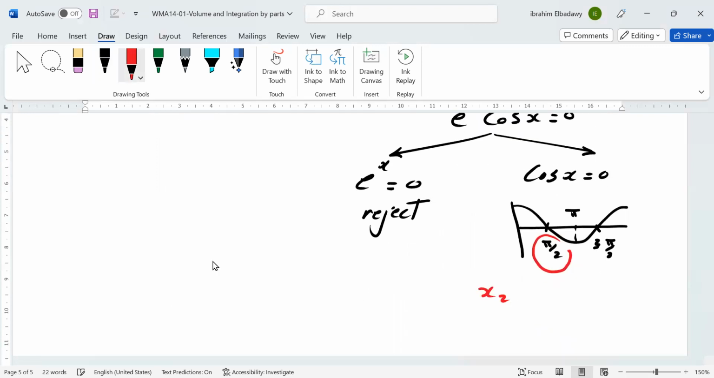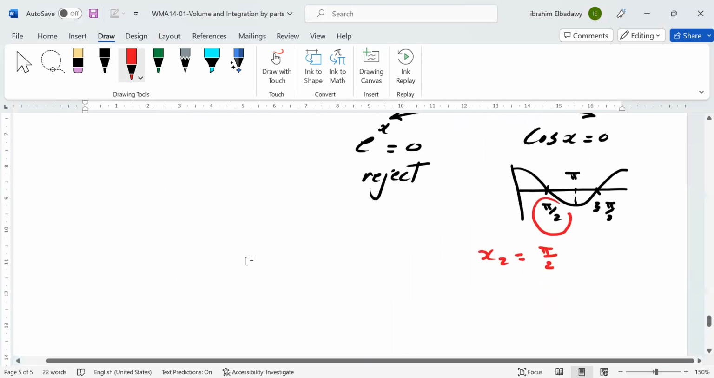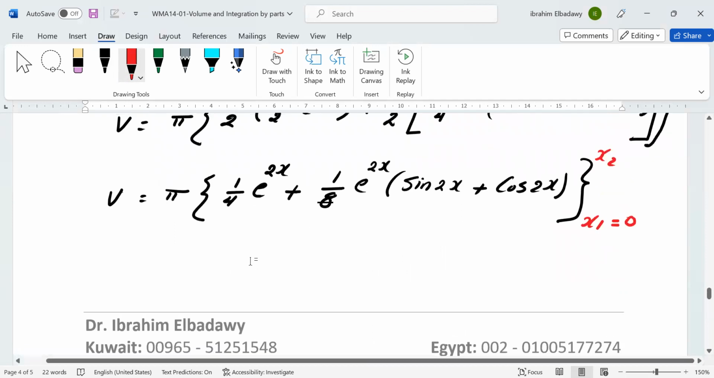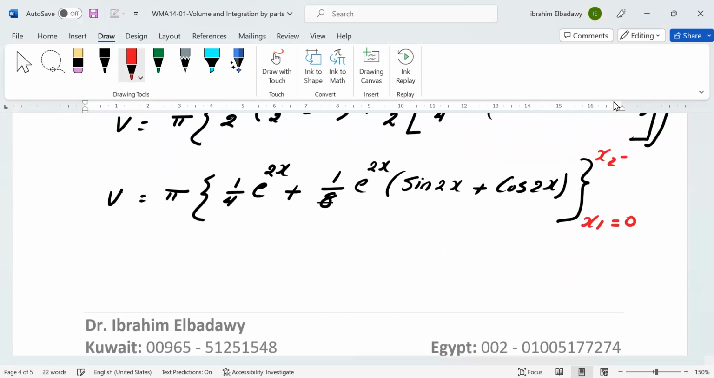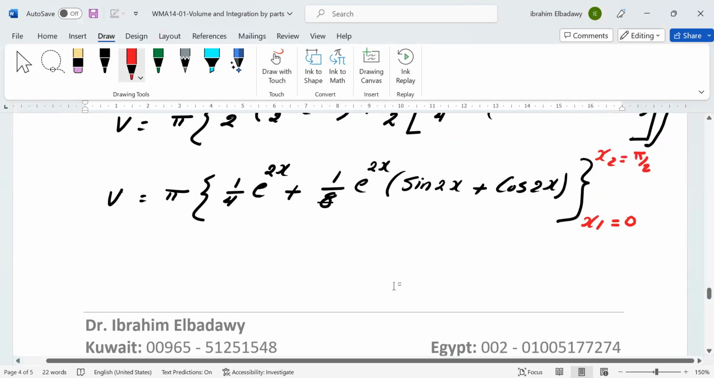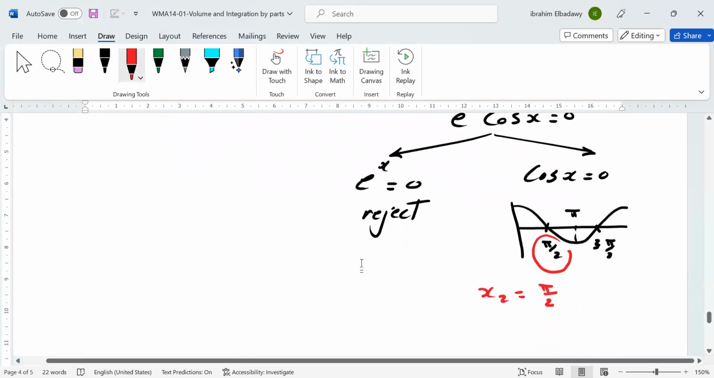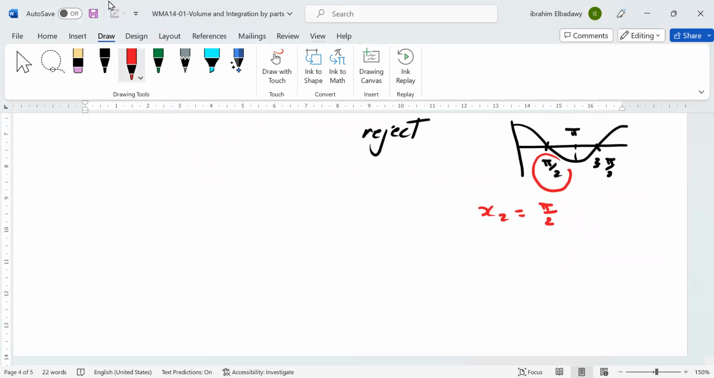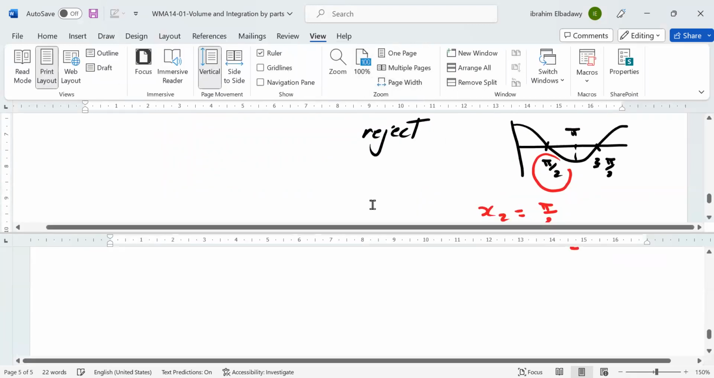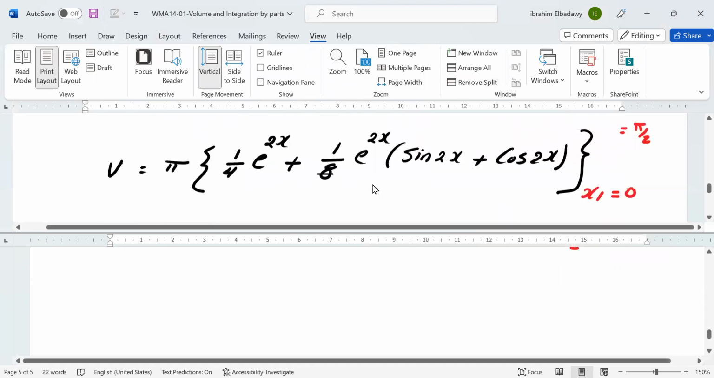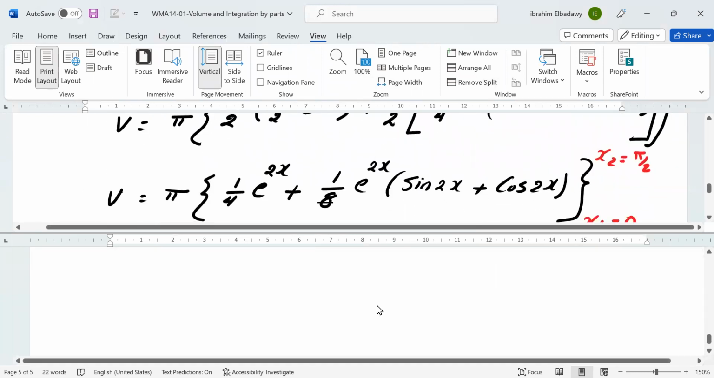So here x2 equals pi over 2. So these are your limits: x1 equals 0 and x2 equals pi over 2. So you can write the integration now from x equal to 0 to x2 equal to pi over 2. Now you can substitute by this value. Let us see here. Okay, let me split the screen. Okay, here and here.